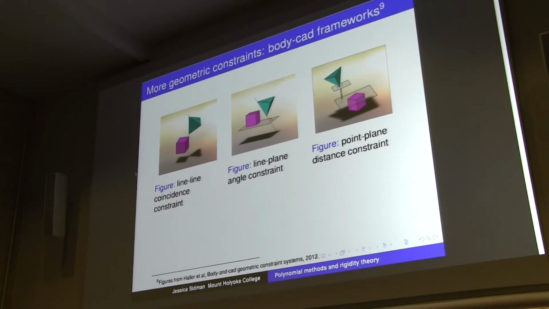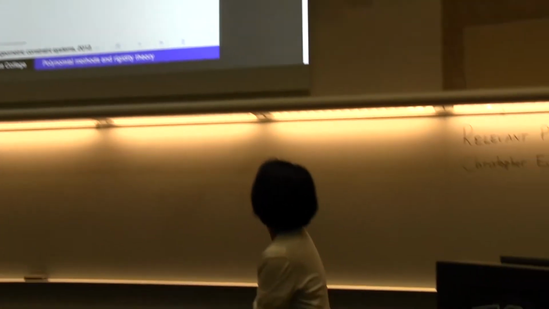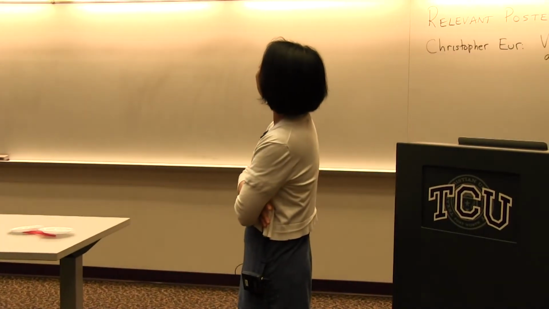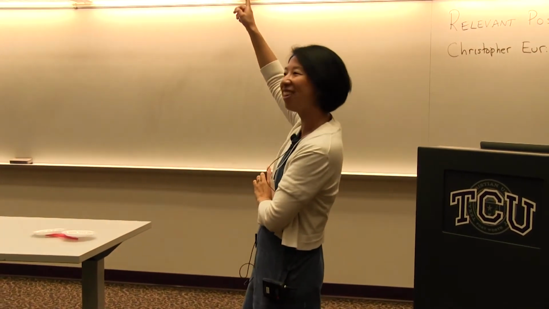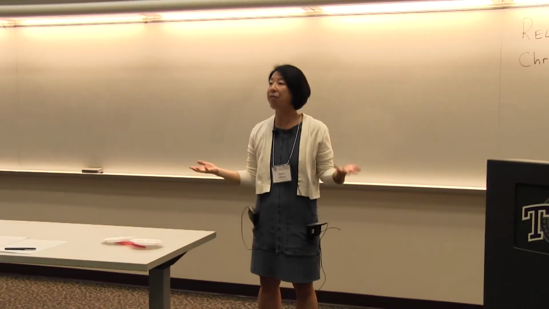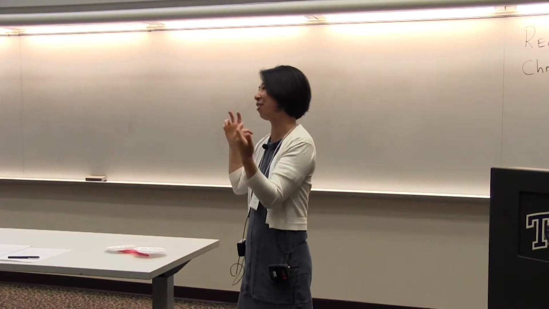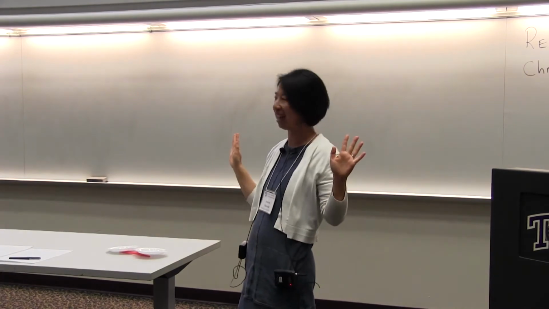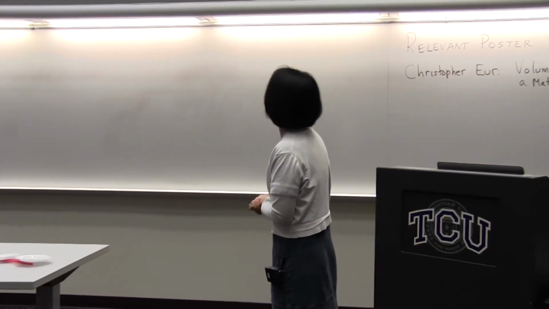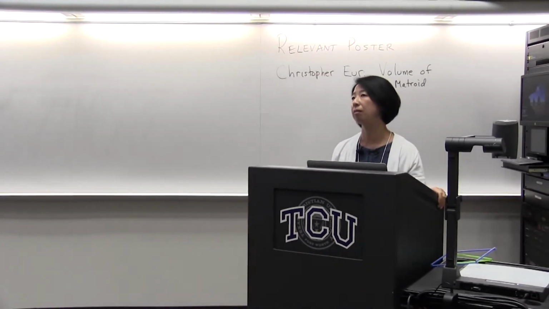Here I have other kinds of constraints that we're allowing: line-plane angle constraints, point-plane distance constraints. It's sort of very clever here, the CAD in there. So these are constraints that arise in computer-aided design software packages. But the CAD in this also comes from coincidence, angular, and distance constraints. So there are two meanings of CAD. I didn't come up with that. Two meanings of CAD in this body CAD world. So these are different than like the joints you see in kinematics.